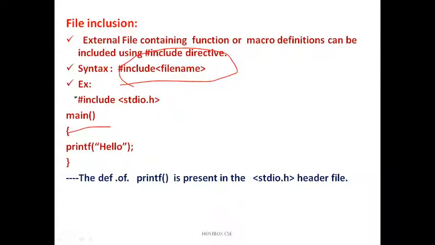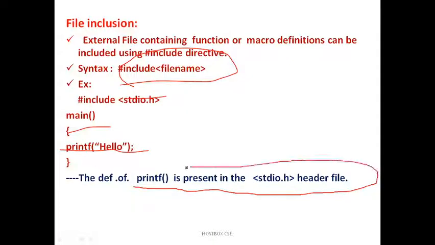By default, any C program has a starting area with #include <stdio.h> and so on. Then you can write main, then printf. The definition of printf is present in the stdio.h header file. That is the thing you have to remember here. File inclusion is where the external file containing function or macro definitions is already built in with all C programming.